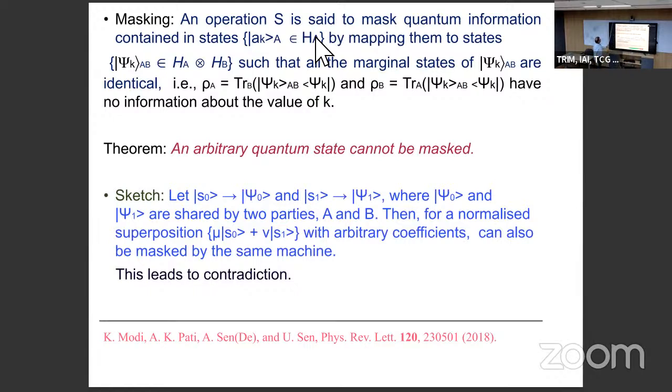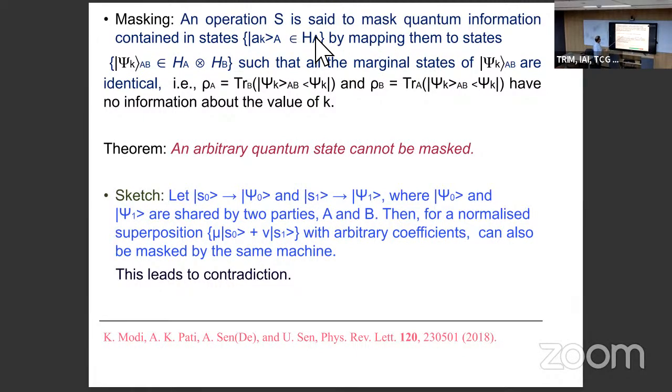Masking is again some kind of physical operation, can be unitary, or a more general operation. But again, in the larger Hilbert space, it is a unitary operation. So any operation you will say is masking with the condition that a set of states a_k in some Hilbert space A gets mapped to a bigger state psi_k in a joint Hilbert space, with the condition that the marginal states of psi_k are identical. That is, if I trace out the B side, I get rho A. If I trace out the A side, I get rho B. But the requirement is that rho A and rho B are the same for all the inputs like this. Is it possible to satisfy this condition? The answer is no. That is essentially the no-masking theorem. Any arbitrary quantum state cannot be masked, that is, you cannot satisfy these conditions. So how does the goal look like?